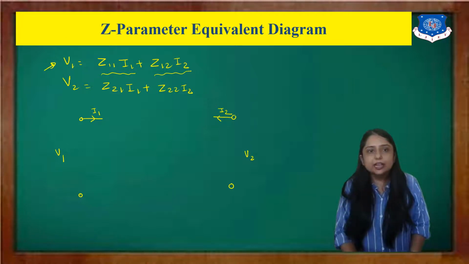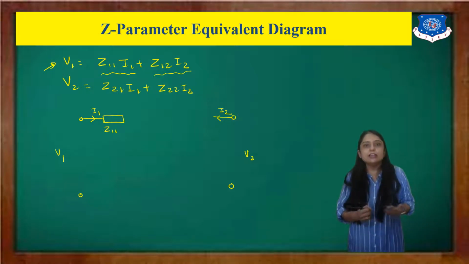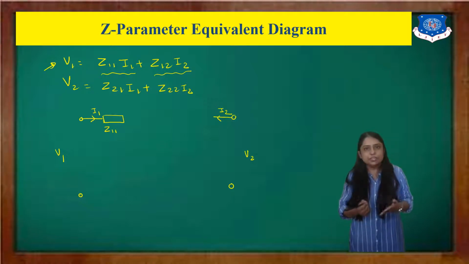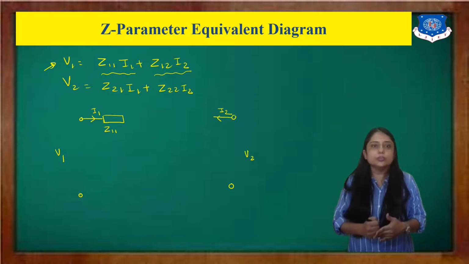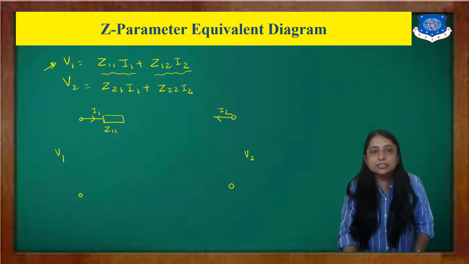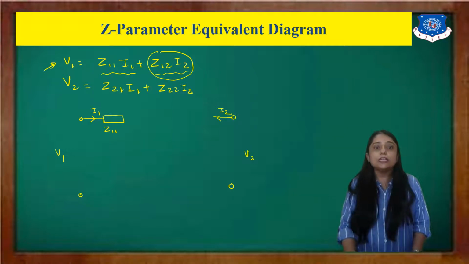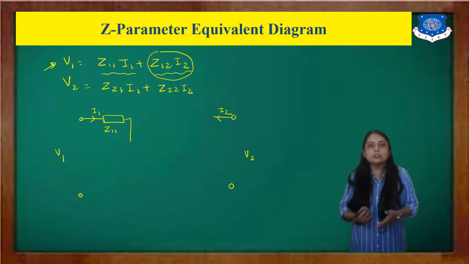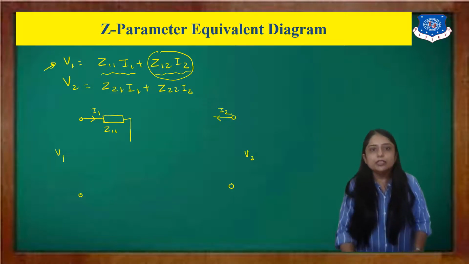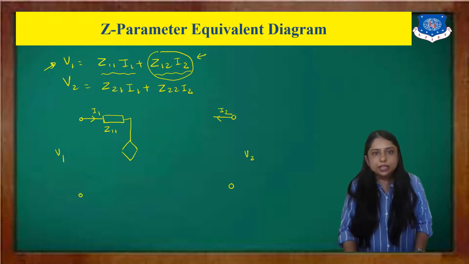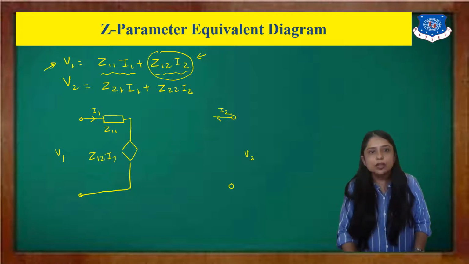So here I1 is multiplied with Z11. Then I will get the voltage drop, that is V equal to IR. So I1 into Z11. And in the second term, we do not have any term that is related to I1. So what can I do? You just recall our chapter number 2. In that we studied the dependent source. We will make this a dependent source like this. And the value of this source is Z12 into I2.